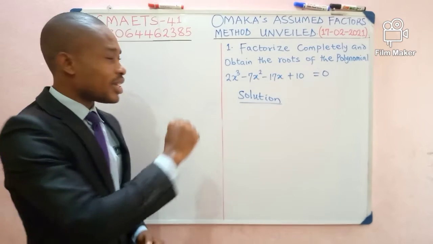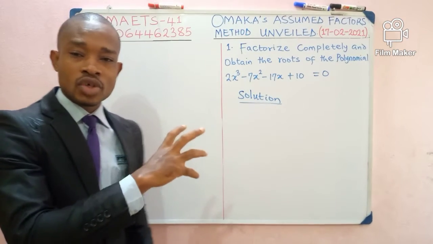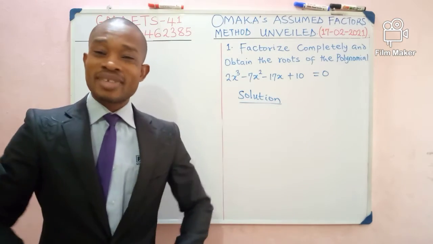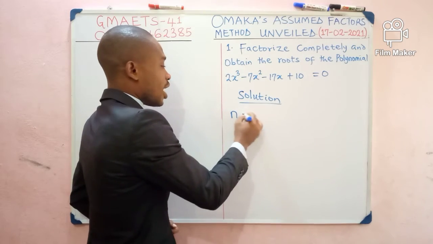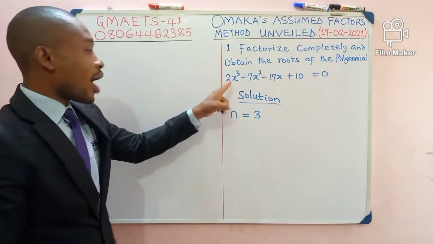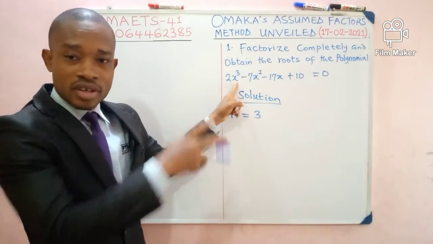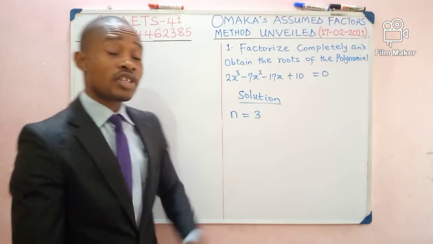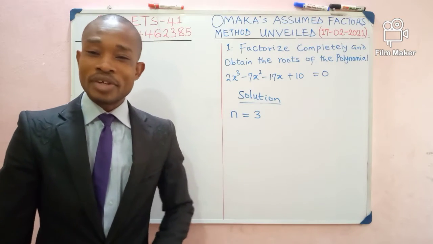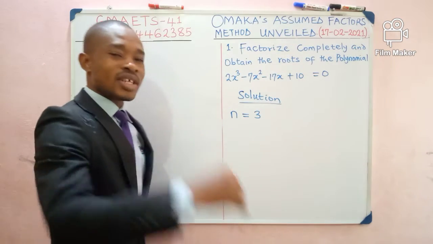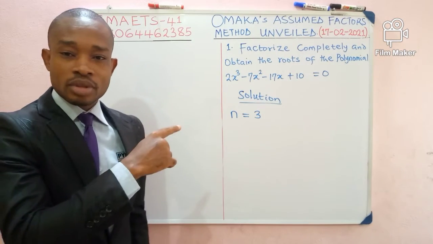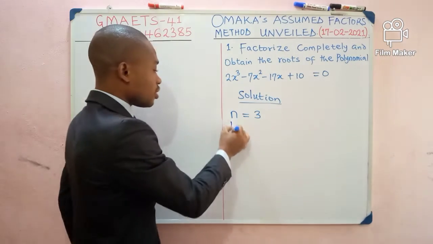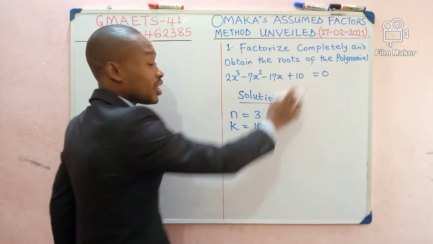The first thing we need to do is to identify the degree of this polynomial and the constant term k. The degree of this polynomial is n, and it is 3. Why? The highest power of x here is 3, and that is referred to as the degree of the polynomial. Now we're going to obtain the constant term k, the term that is independent of the variable x. So k here is 10. You can see that here.